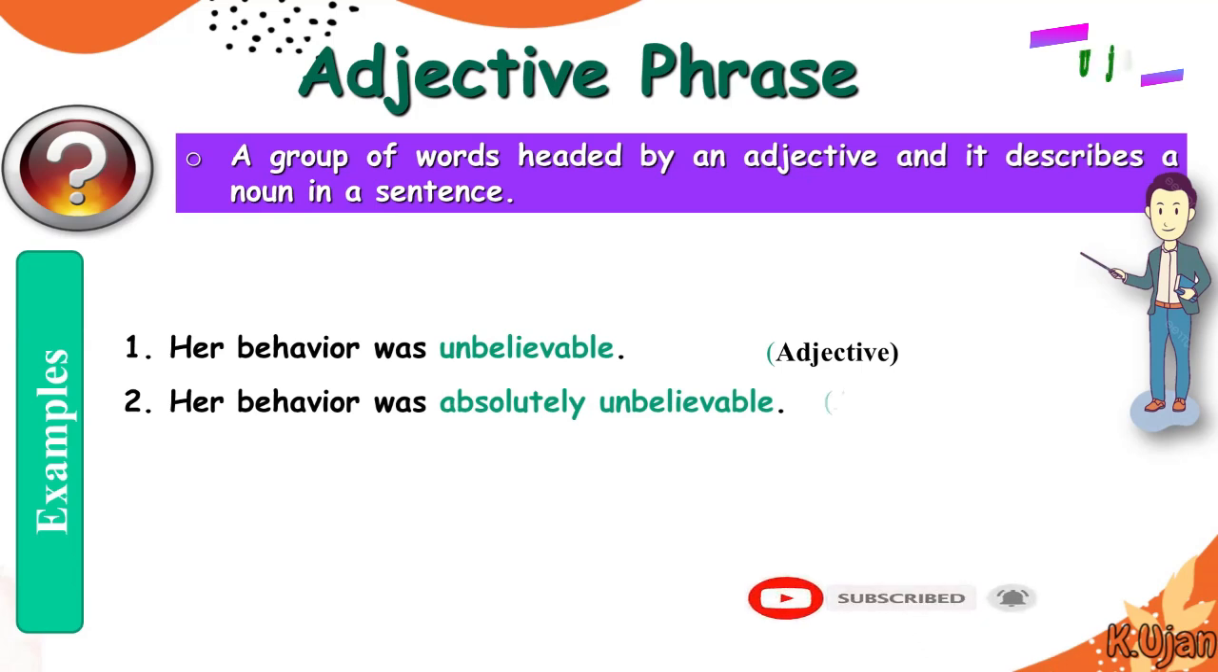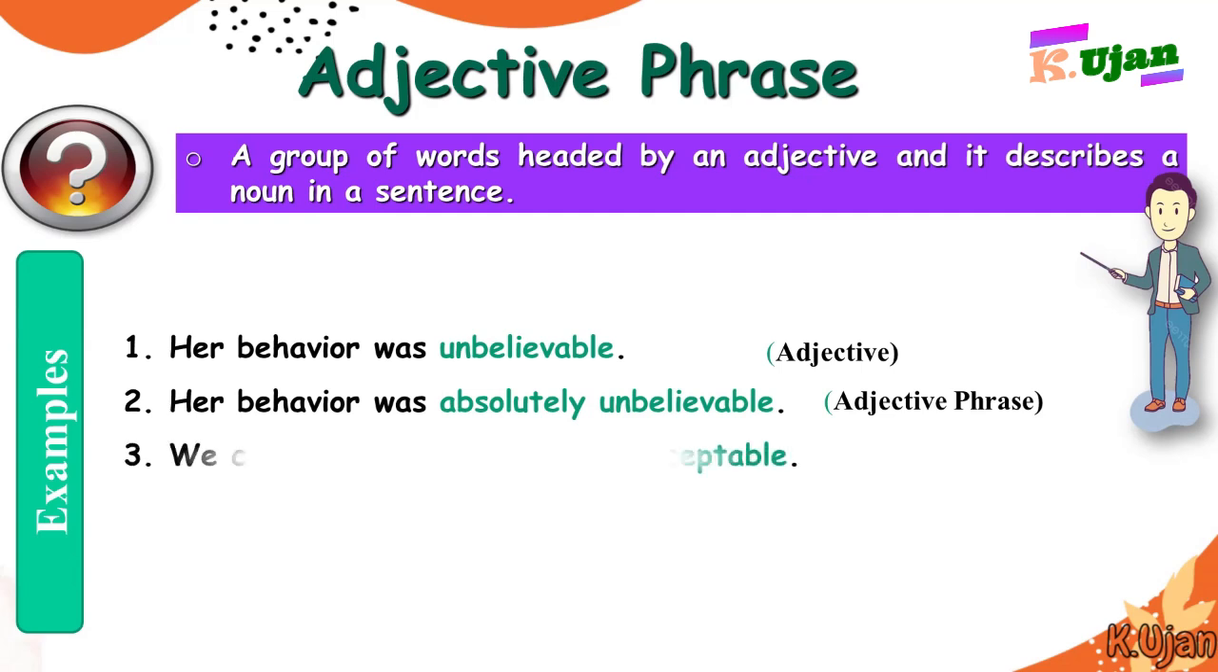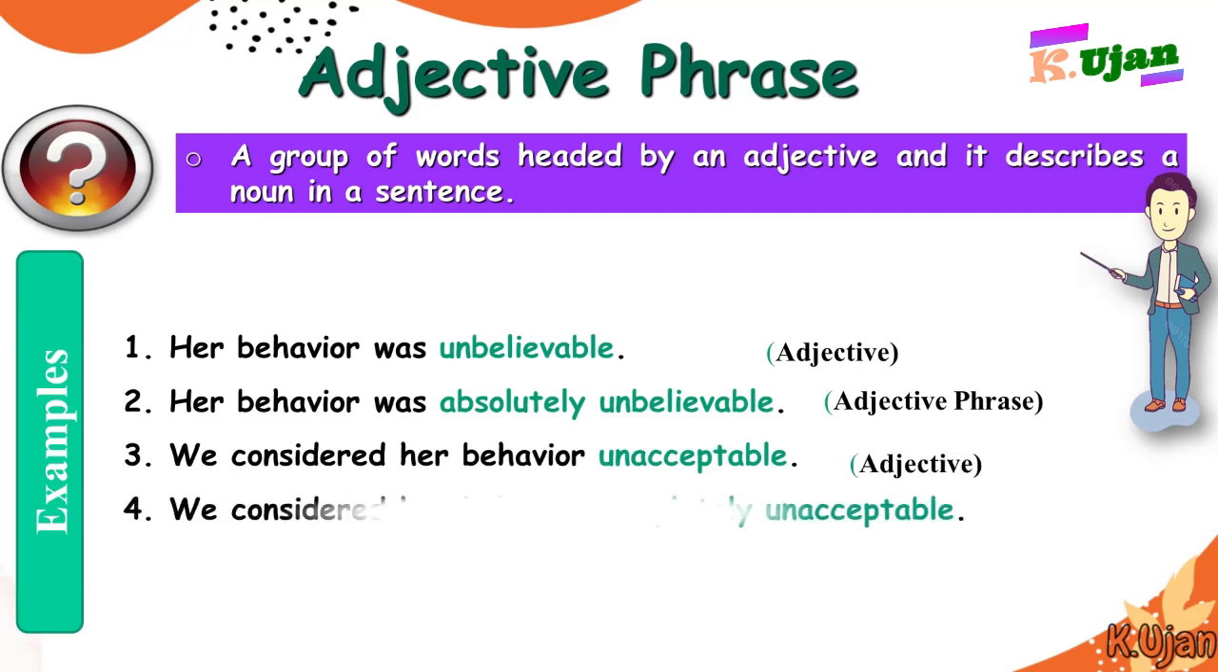This is actually an adjective phrase because unbelievable is the head word as an adjective, and it comes along with another modifier, absolutely, which gives meaning to unbelievable. So this is an adjective phrase. We considered her behavior unacceptable. This is an adjective, but we can make an adjective phrase out of it: we considered her behavior completely unacceptable. So this is an adjective phrase.